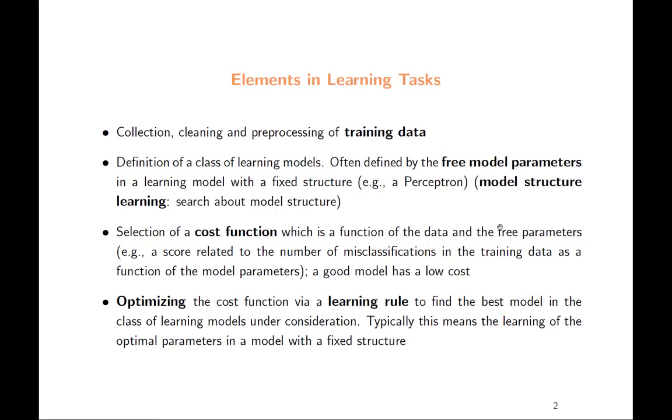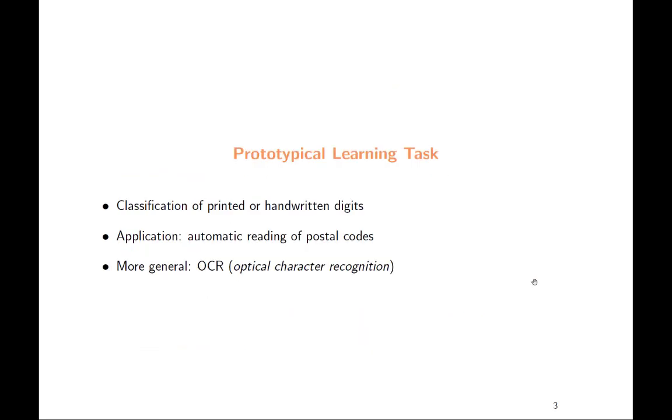We discussed that you have training data available, you select a model with parameters which you try to learn, and learning is defined as a cost function which should be a minimum or very small when you have good performance on your learning task. And this search is done by an optimization process, which is also called the learning rule.